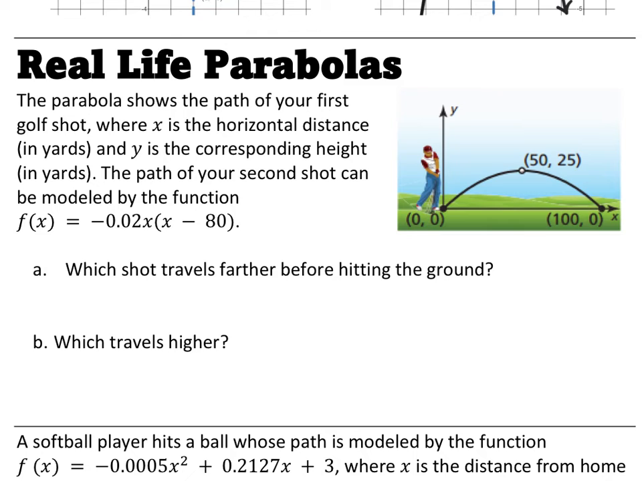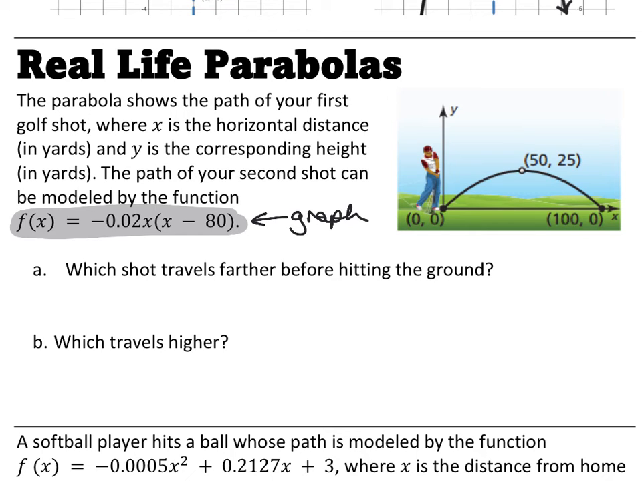The path of your second shot can be modeled by this function, f of x equal to 0.02x times (x minus 80). Fabulous. On your Desmos screen that you have already pulled up on your computer, I want you to graph this function, because I want you to see what that looks like. So we're going to type it in exactly as we see it. f of x equal to 0.02x times (x minus 80). So if we're comparing these two golf shots, the first question says, which shot travels farther before hitting the ground?